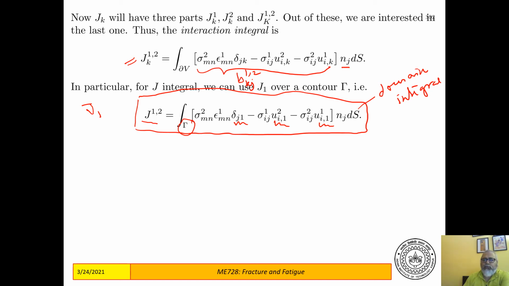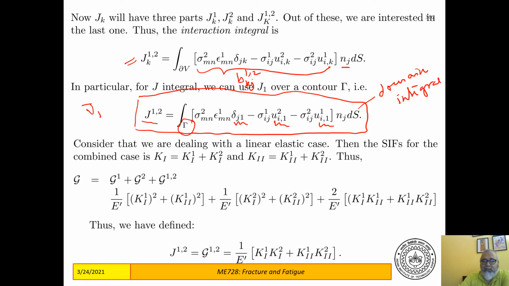Now we are dealing with the elastic case because these expressions are valid for the elastic case only, and in the elastic case we can also superpose the k's. So mode wise, the k1 for the superposed problem will be k1 1 for the load case 1 plus k1 2 for load case 2. Similarly, k2 will be k2 1 plus k2 2.